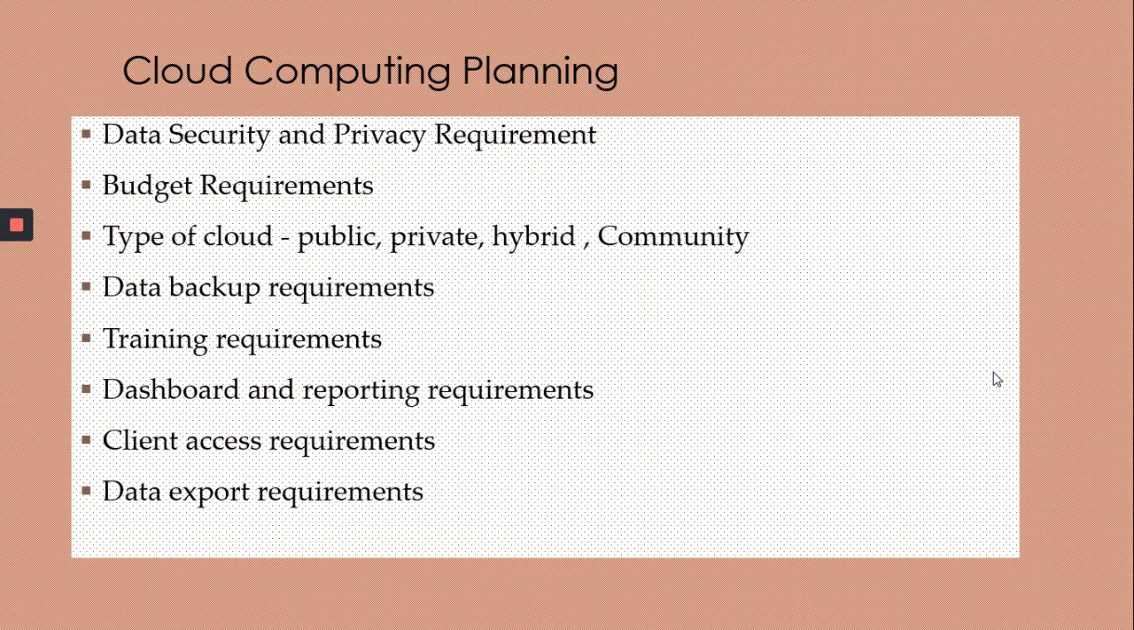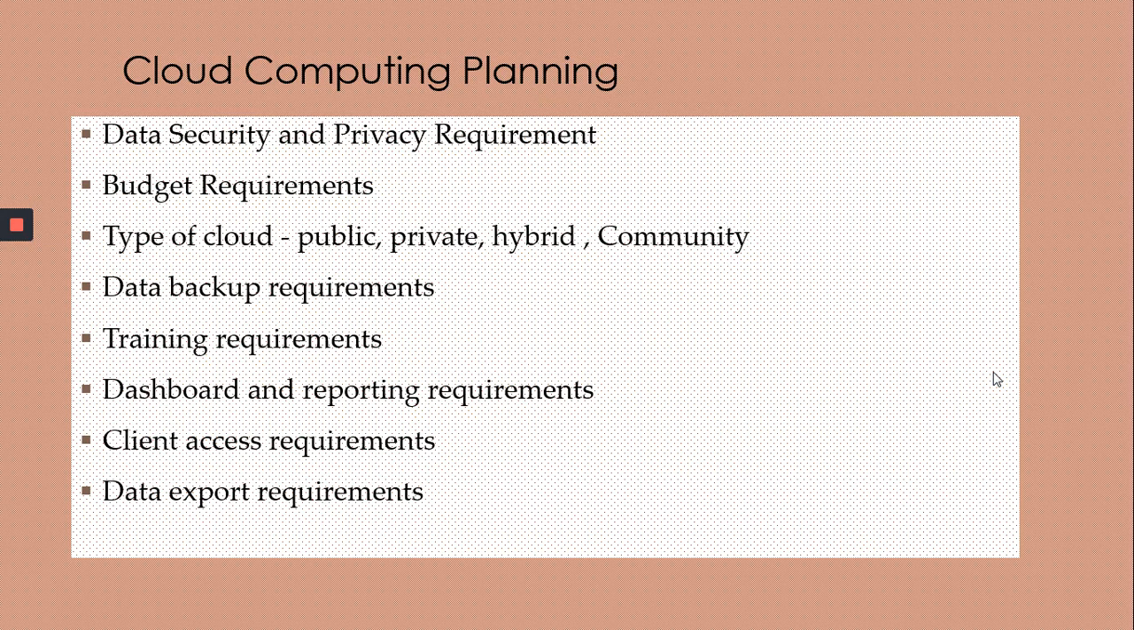So data security and privacy requirements, how we can handle these, we have to consider. And budget requirements, how many dollars are allocated for this cloud migration. Based on that, we have to decide which cloud vendor will give more offers. If you purchase annual plans, then we can get many offers. Based on the instance types and our storage, it will differ. And which type of cloud we are going to use, either public, private, community or hybrid, we have to choose.